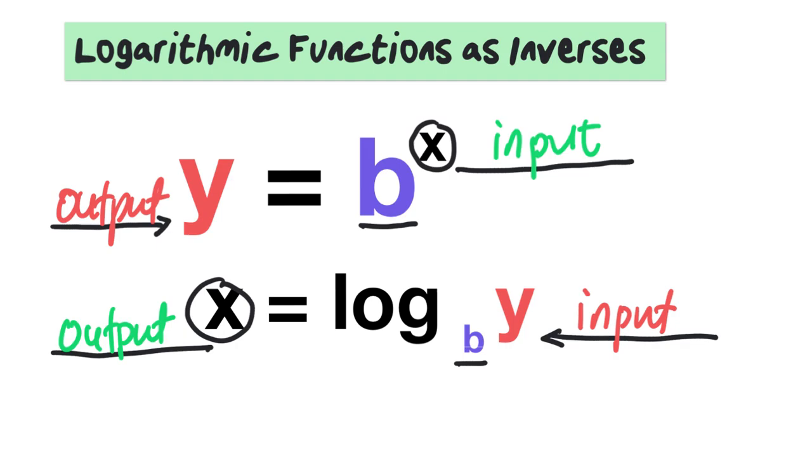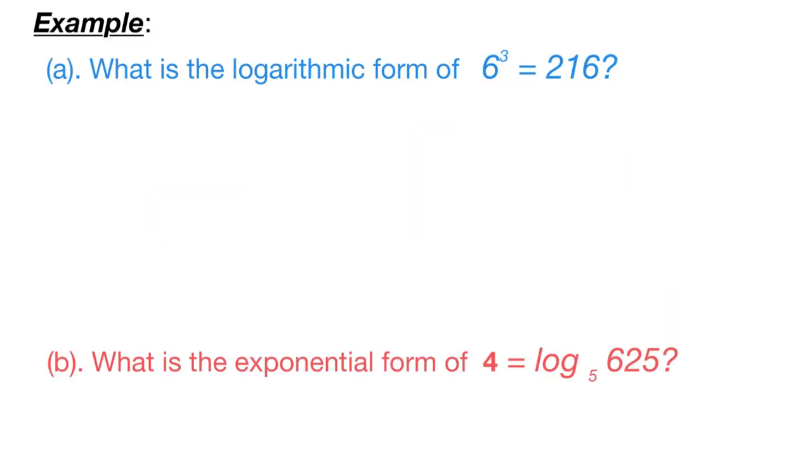The only thing that remains in its position is the b, the base. The base will always be the same. Whatever your base in your exponential is should also be the same base in your logarithmic. So I hope this makes it easy to understand why logarithmic functions and exponential functions are both inverse functions.